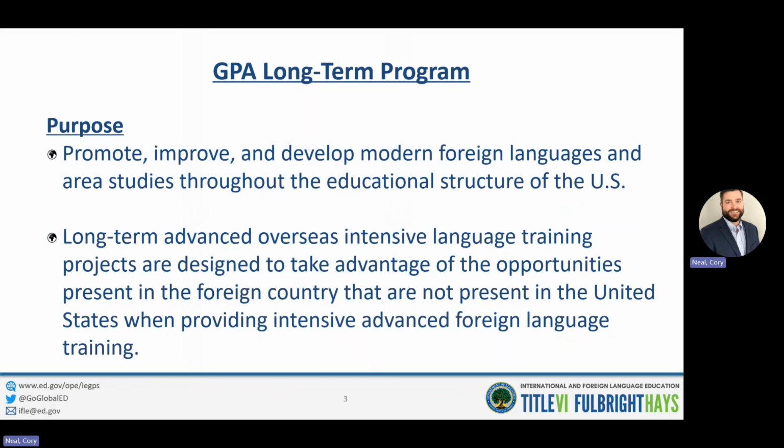Let's talk about the GPA long-term program. What is it? Well, it is designed to improve and develop modern foreign languages and area studies throughout the educational structure of the United States. Long-term advanced overseas intensive language projects are designed to take advantage of the opportunities present in a foreign country that are not present in the United States when providing intensive advanced foreign language training. So unlike the short-term projects where the project can be focused on various aspects of area studies, the GPA long-term projects are specifically designed for intensive language training only.